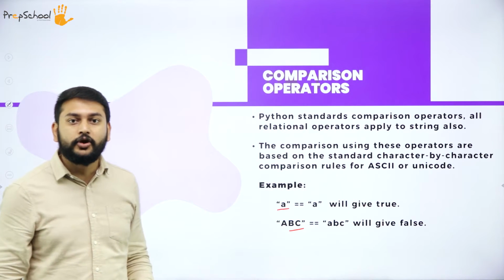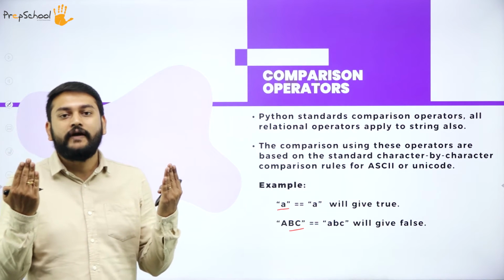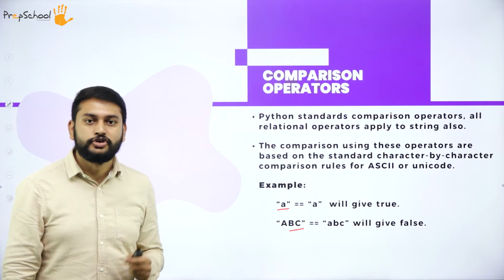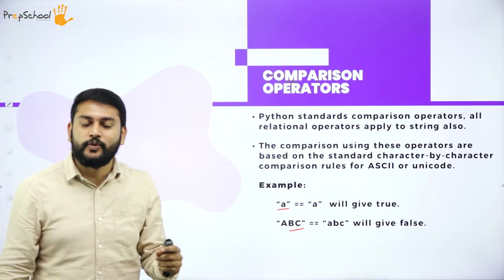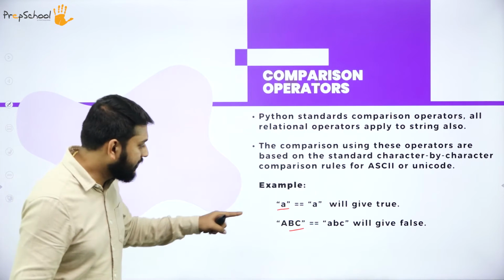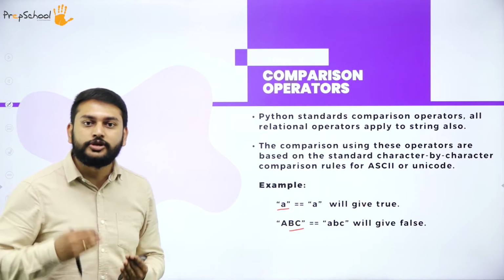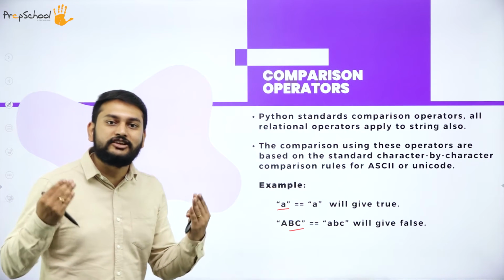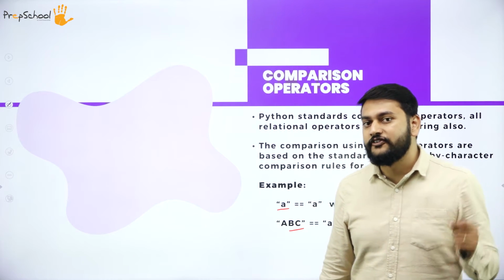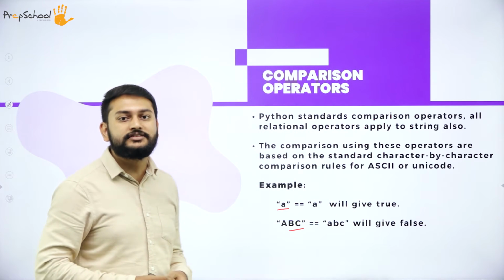Why? Because it compares the ASCII value, the ordinal value. The ASCII value for each and every character is different. That is what you need to understand about string comparison. It compares each character with each character. If the ASCII value is not matching, it returns false. If it is matching, it returns true. This is how the comparison operators work.